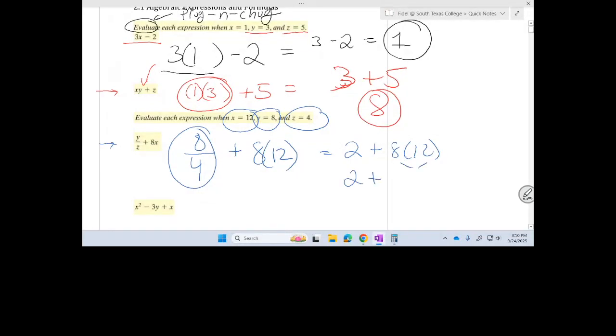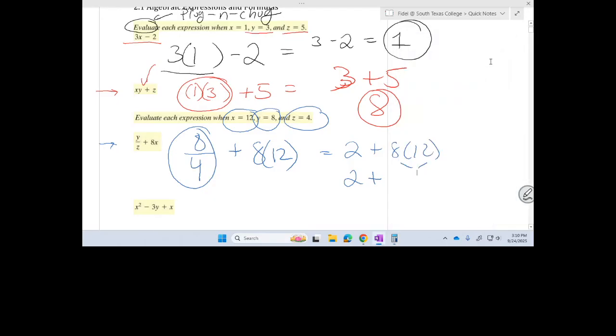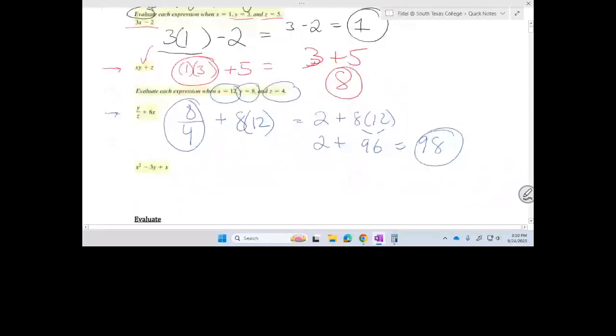Now we can multiply. What's 8 times 12? 8 times 12 is 96. And finally, 2 plus 96 should just give us, boom, 98. So again, my friends, if it says evaluate, I'm going to take those numbers, plug them in, and chug along and do whatever we need to do.